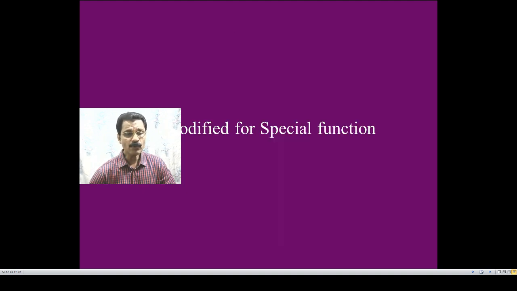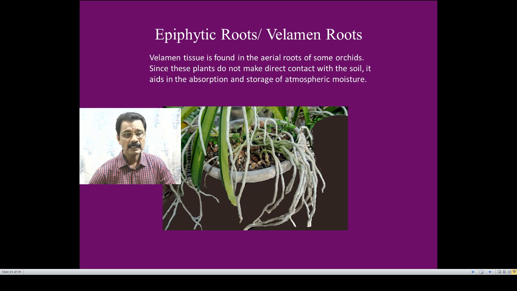Coming to roots modified for special functions, like epiphytic plants. We have already discussed that epiphytic plants have two types of roots, clinging roots and velamen roots, or epiphytic roots. Majority of Orchidaceae members have this velamen root. A sponge-like tissue is present, and this sponge-like tissue is called velamen tissue. Because of the presence of this velamen tissue, they can absorb moisture from the atmosphere.